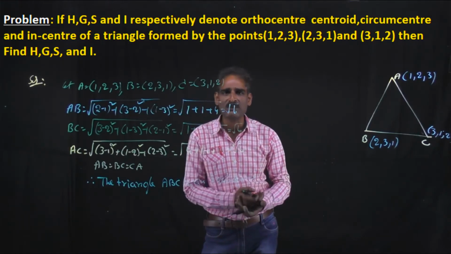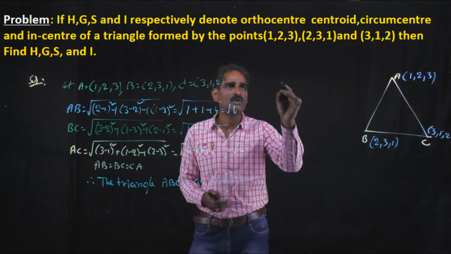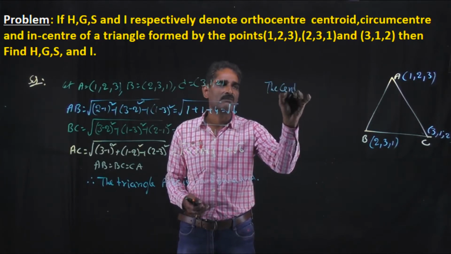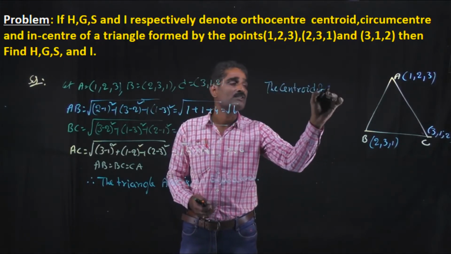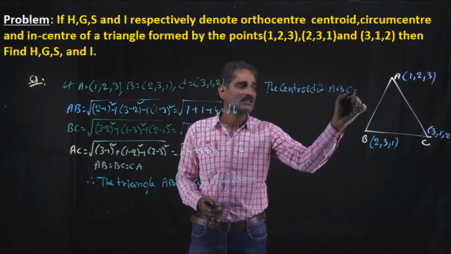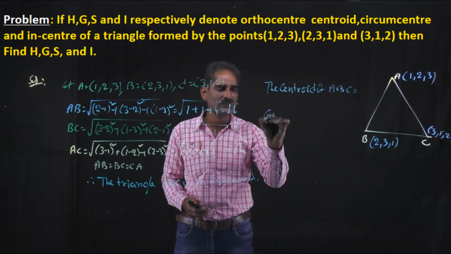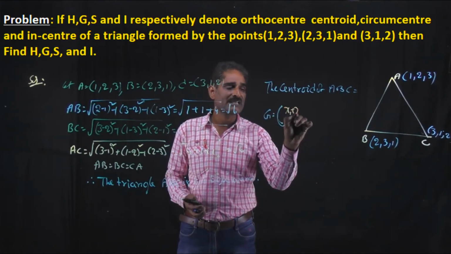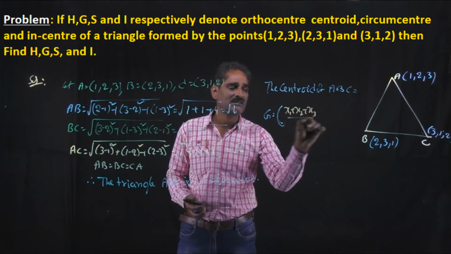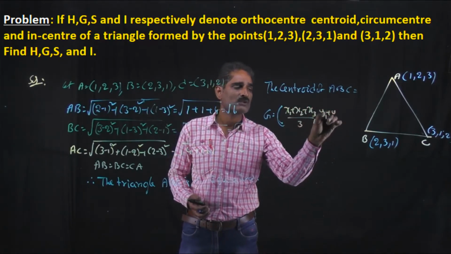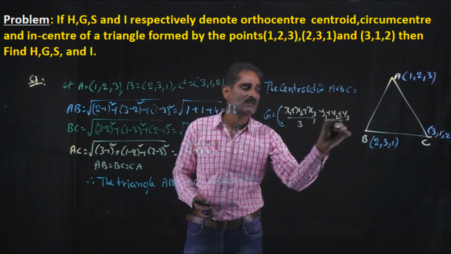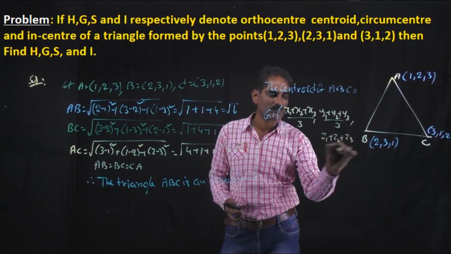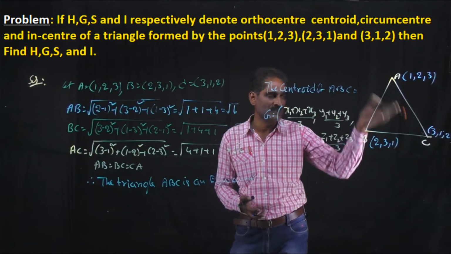So, we have a clear formula for the centroid. The centroid of ABC is G equal to, what is the formula for this? X1 plus X2 plus X3 by 3, Y1 plus Y2 plus Y3 by 3, and Z1 plus Z2 plus Z3 by 3. These are the coordinates of the centroid. Just find out the centroid.